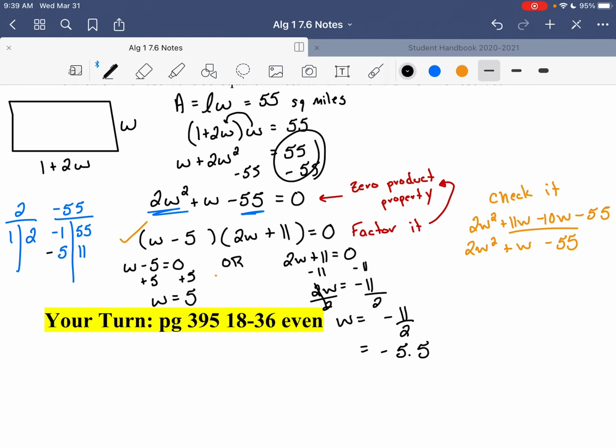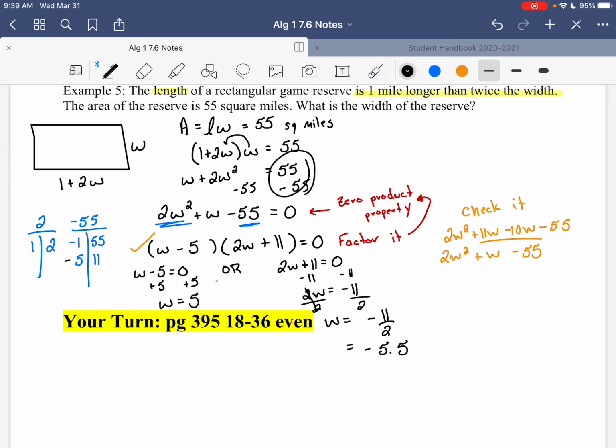which as a decimal would be negative 5.5. But we're talking about width. Does it make sense for the width of this reserve to be negative 5.5 miles? No, this one does not make sense in the context of this problem. So we would say the width is 5 miles. Ask ourselves, does it make sense for a game reserve to be 5 miles wide? Sure it does.